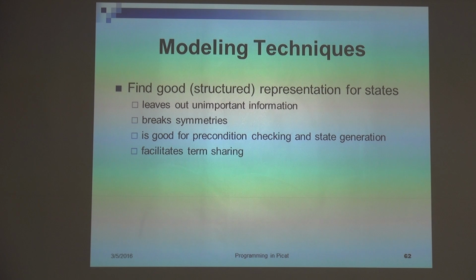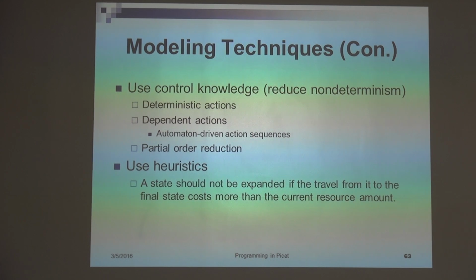Also break symmetry; this is important. And find a good representation that is good for precondition checking and state generation, and also facilitates term sharing. Term sharing is important because in state space search you have a large number of states, but you have to table all the states, so you need a good data structure. Sometimes you need to use control knowledge to reduce non-determinism, to make actions deterministic, and to exploit dependent actions. Other times you need to use heuristics.